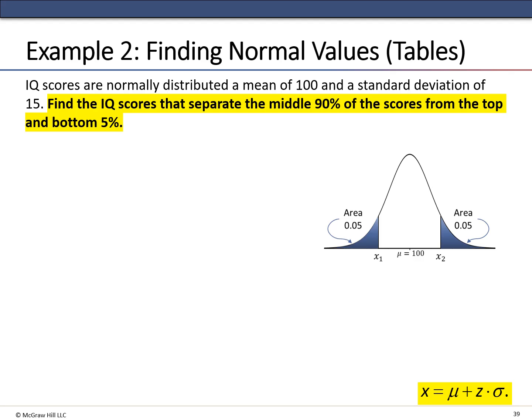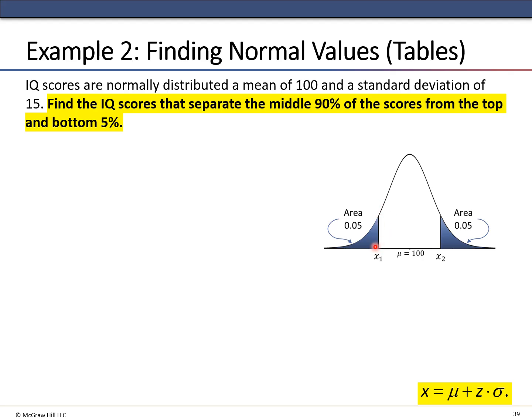IQ scores are normally distributed with a mean of 100 and a standard deviation of 15. Find the IQ scores that separate the middle 90% of the scores from the top and bottom 5%. So now we have 5% on each tail, so 90% is what's left in the middle.